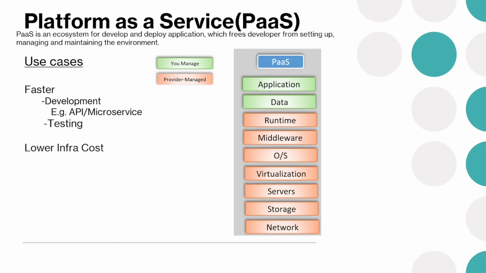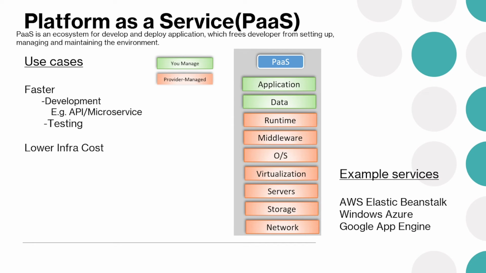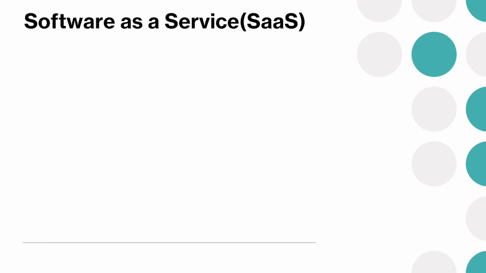So what are the sample applications on PaaS? AWS Elastic Beanstalk, Windows Azure, Google App Engine. These are the top ones, but there are a lot more in this PaaS category. In PaaS, we need to manage data and application, and the provider manages infra and platform.